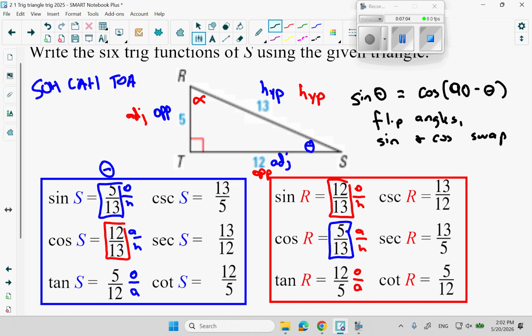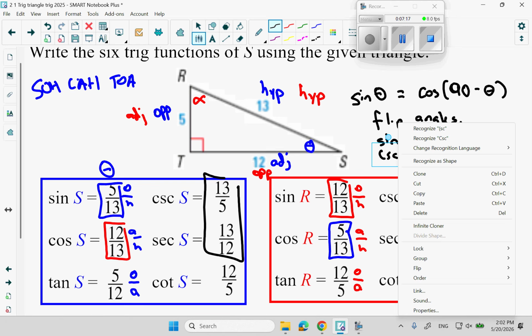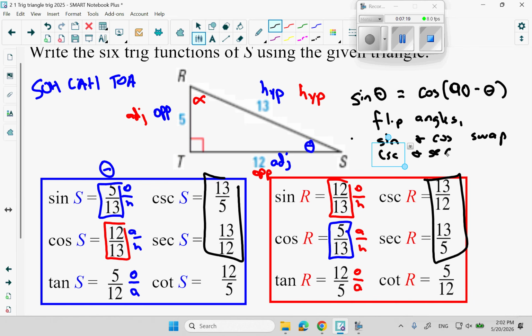So by that extension, the exact same thing happens with your cosecant and your secant. So I guess cosecant and secant swap. And then, funnily enough, cotangent and tangent swap. Because you'll see 5/12 becomes 12/5, 12/5, 5/12.